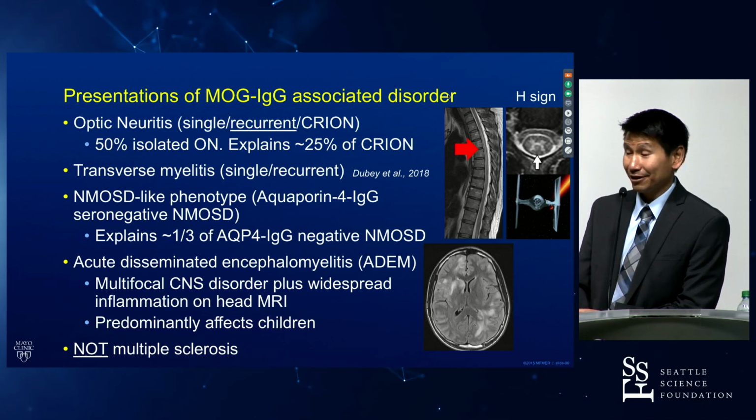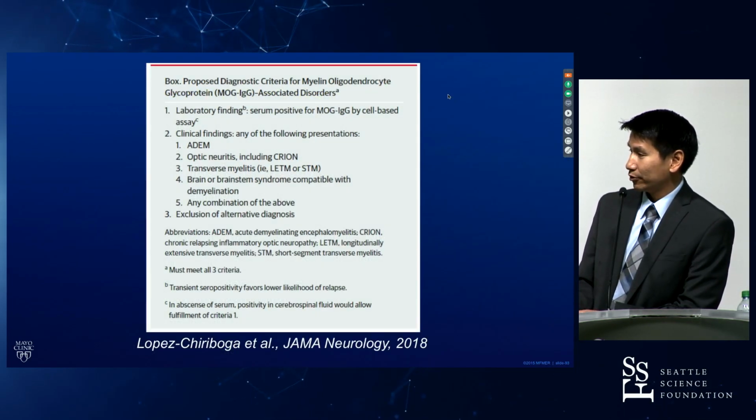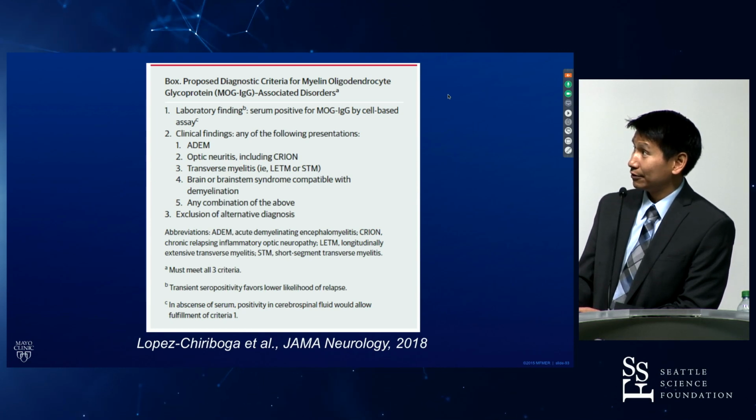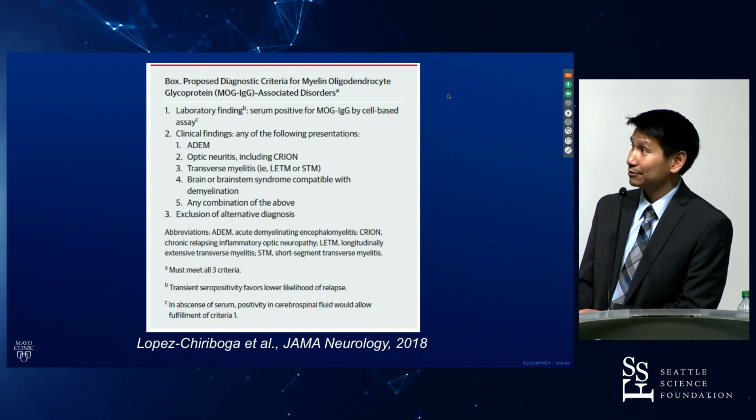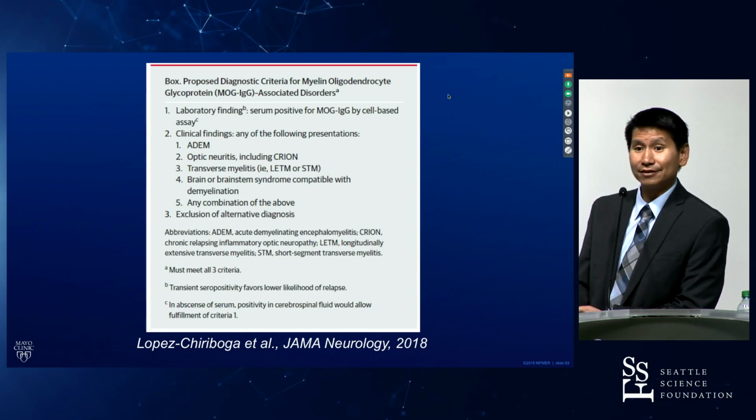And it's not multiple sclerosis. So these are the diagnostic criteria that our group published in JAMA Neurology, and it really hinges on that positive MOG assay in the serum by cell-based assay, which is more sensitive, more specific. And then those core clinical characteristics of ADEM, optic neuritis, transverse myelitis, or some other demyelinating disease. And of course, you want to exclude alternative diagnoses like multiple sclerosis, aquaporin 4.